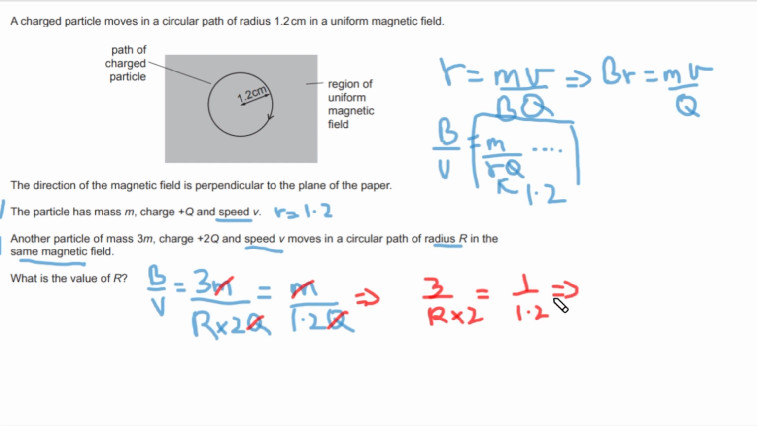Take the R upstairs on the right. So we're cross multiplying by R and 1.2. So that goes as 3 over 2 times 1.2 equals R. And if you work that lot out on your calculator, you will get that R equals 1.8 centimeters.